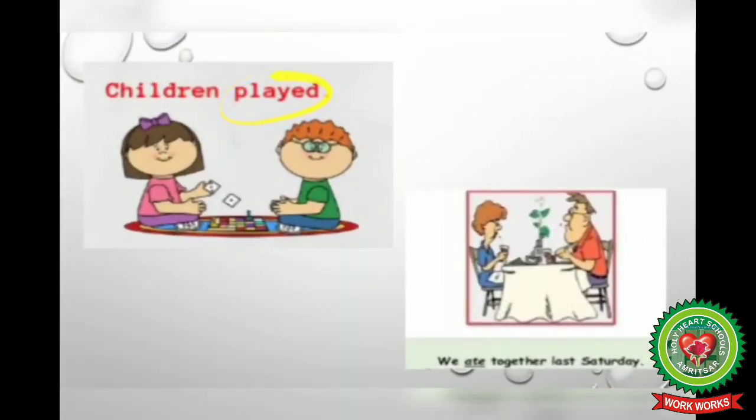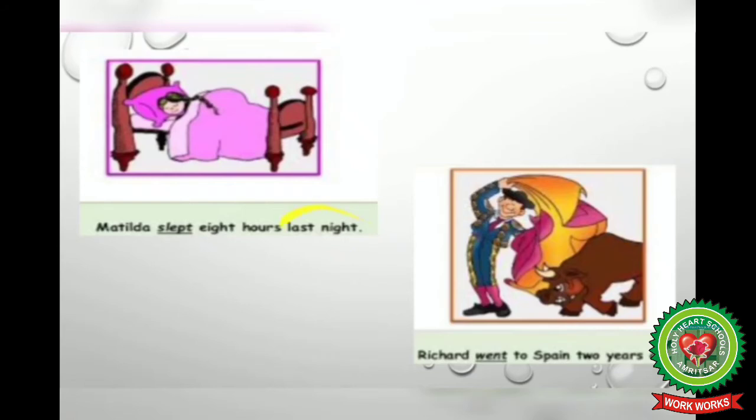Children played. Played in a sentence indicates an action that happened in the past, so it is your past tense. We ate together last Saturday. Last Saturday indicates that an action happened in the past, and ate is a past form of verb eat, so it is your past tense. Matilda slept 8 hours last night. Last night in a sentence indicates that an action happened in the past, and slept is a past form of verb sleep, so it is your past tense.